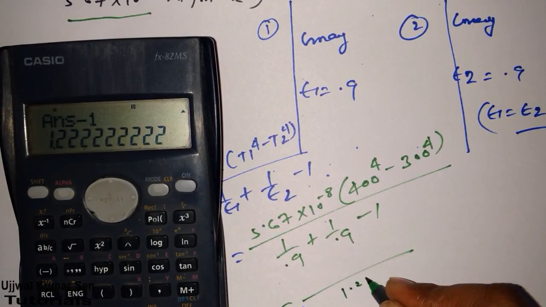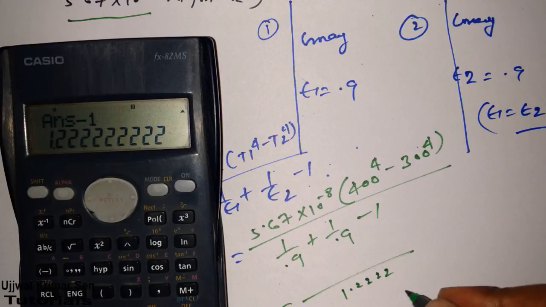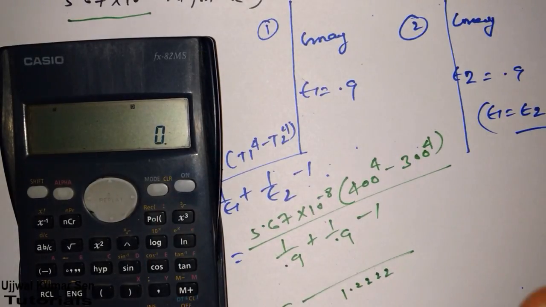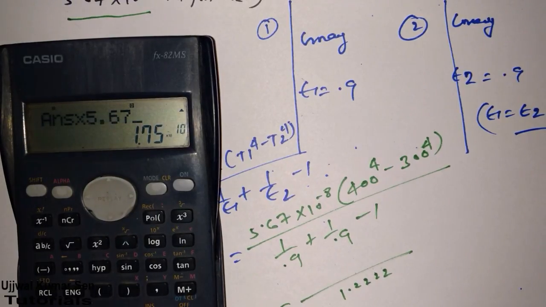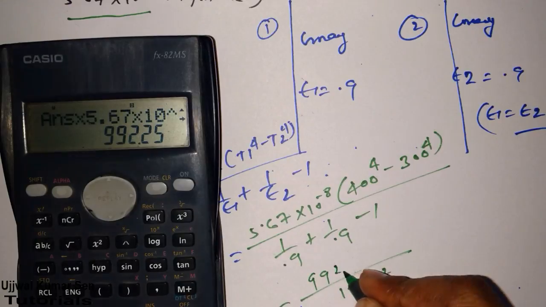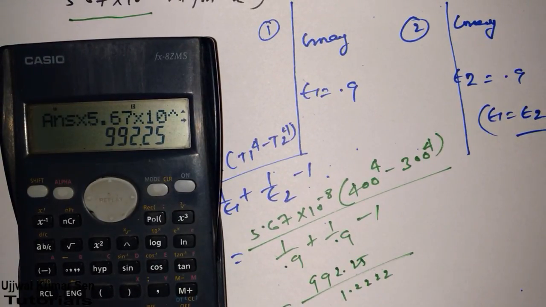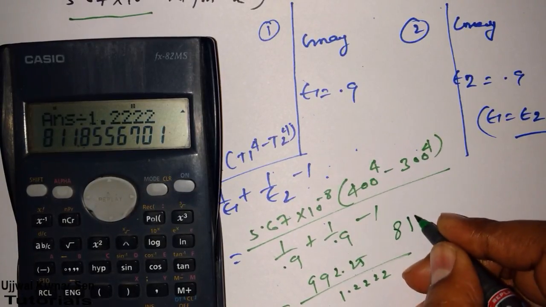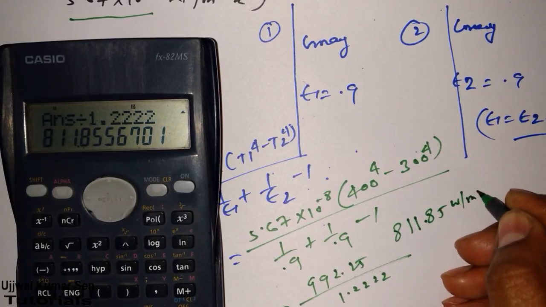So 1.2222. In the lower part we have 1.2222. Now in the upper part, 400 to the power 4 minus 300 to the power 4 is equal to this much, into 5.67 into 10 to the power minus 8 is equal to this much. So the value we got here is 992.25. 992.25 divided by 1.2222, so the answer is 811.85 watt per meter square.